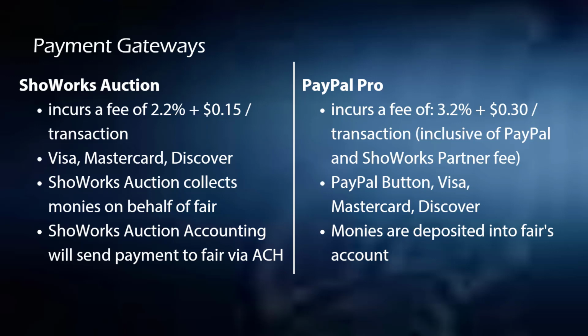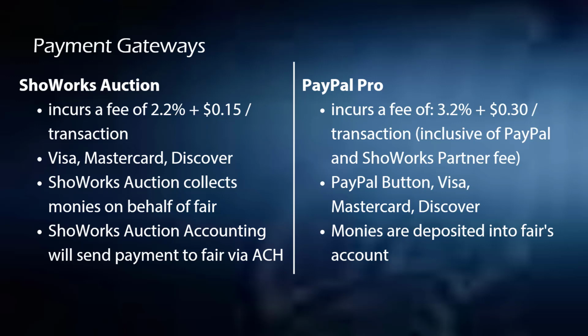We were able to get down our ShoWorks Auction rate to 2.2% plus 15 cents per transaction. ShoWorks Auction allows for Visa, MasterCard, and Discover to be utilized. We will collect the monies on behalf of the fair, and we will pay you out via ACH.